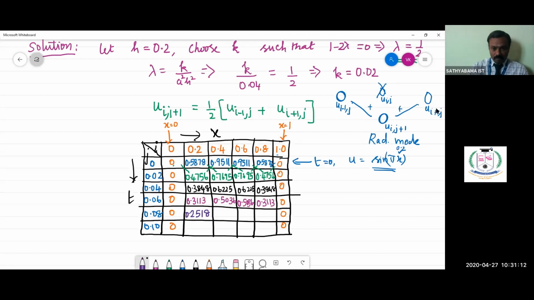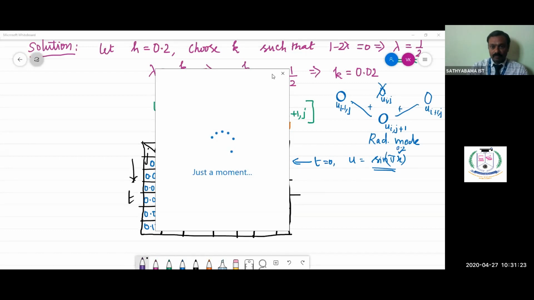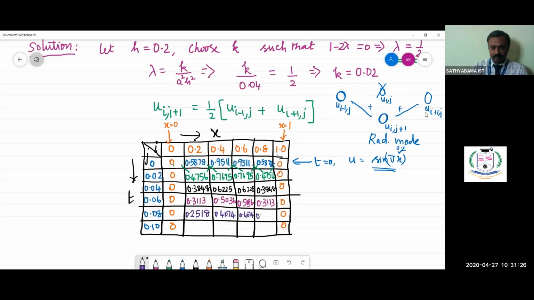And by similar calculation we get the next values to be 0.2518, 0.4074, 0.4074, 0.2518, and the next values 0.2037, 0.3296. Sum of these two values by 2, 0.3296, and sum of these two values by 2, 0.2037. Let's do the last problem, that is in hyperbolic equation.